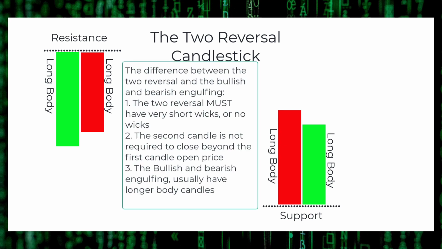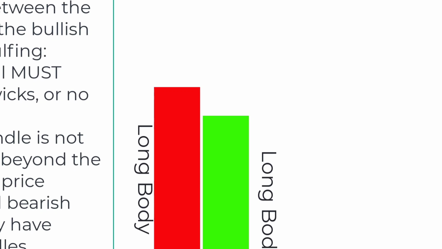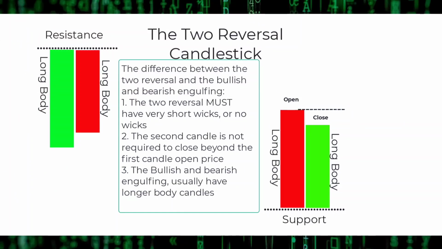This pattern looks similar to the bullish and bearish engulfing pattern, which I have pointed out earlier in this video. The only difference is that the two reversal candlestick pattern must have very short wicks, and better to have no wicks at all. Nevertheless, unlike the engulfing pattern, the two reversal pattern is not required to close beyond the first candle's open price, while the more equal in length these two candles are, the better.